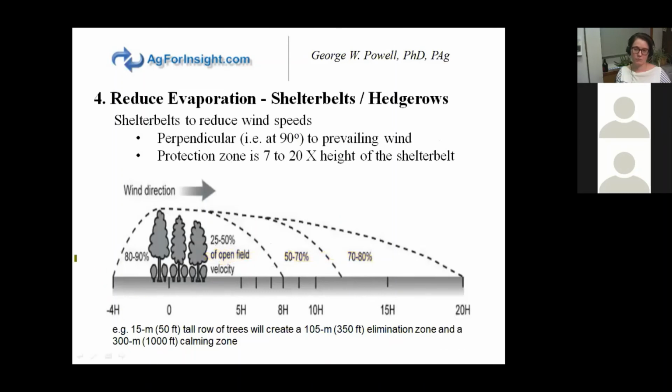So as wind moves in and encounters a solid object, a portion of it is pushed downwards, where again it encounters the ground as a solid object and then pushes up. This creates a back eddy. So subsequent airflows are being pushed by that lift that's created there. So they go up and over your shelter belt. So the wind speed isn't diminished at all.